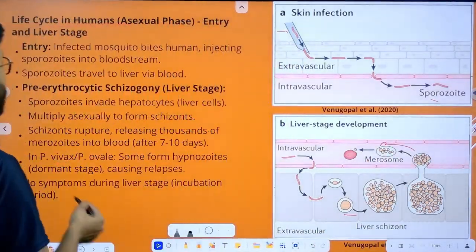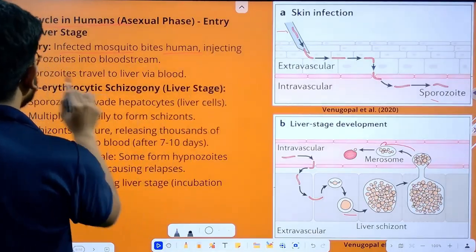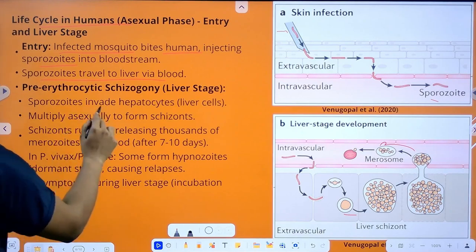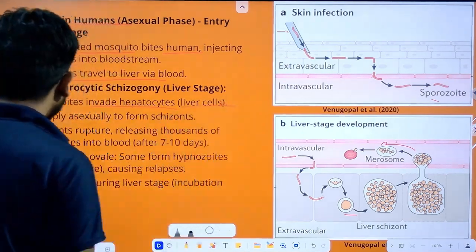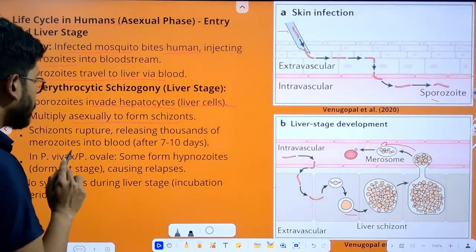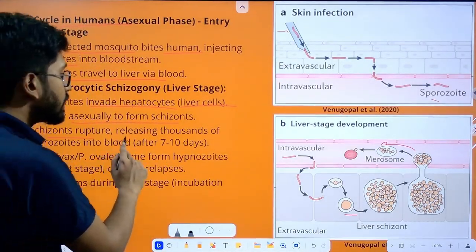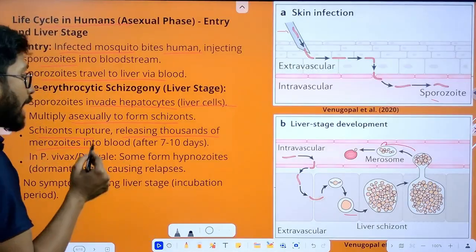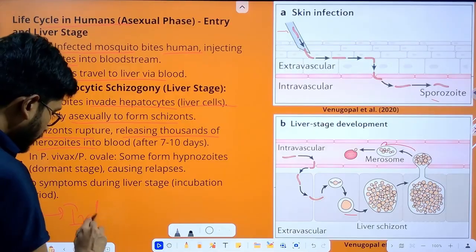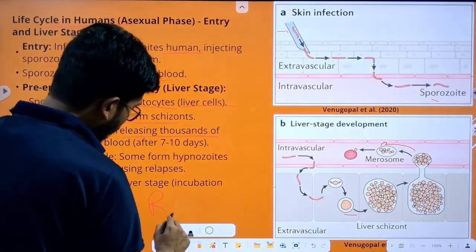So let's see here. An infected mosquito bites a human, injecting sporozoites. As I said, sporozoites travel to the liver through blood. Sporozoites invade hepatocytes, hepatocyte meaning liver cell, and they multiply asexually. This is asexual reproduction. The schizont ruptures, releasing thousands of merozoites into the blood. And these merozoites infect RBC.